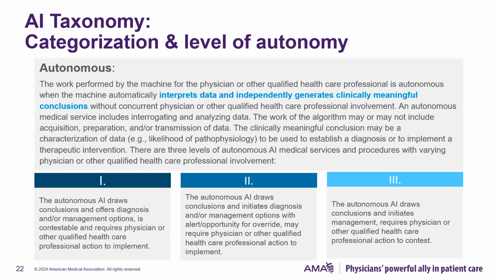For level 2 autonomous AI, the device interprets data, draws conclusions, and initiates the next step in diagnostic or intervention options. At level 2, action could be taken, but the device would alert the physician. It might be necessary for the physician to endorse or reverse the action of the device.